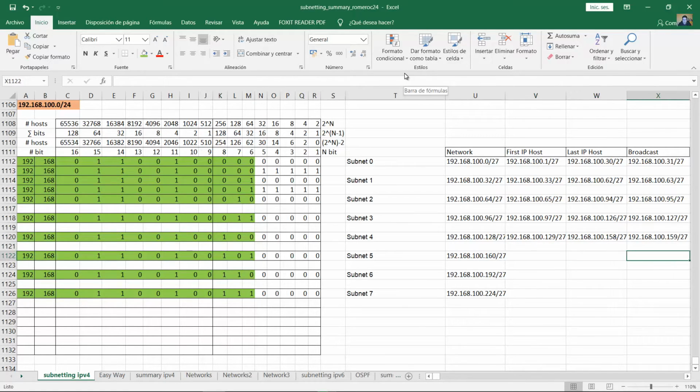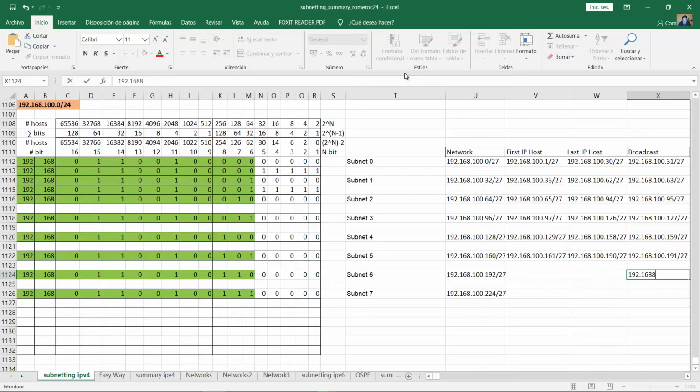Okay, this will be 191. First IP 161, last IP 190. Okay, subnet 6, this will be 223. First IP 193.27, last IP 222.27.